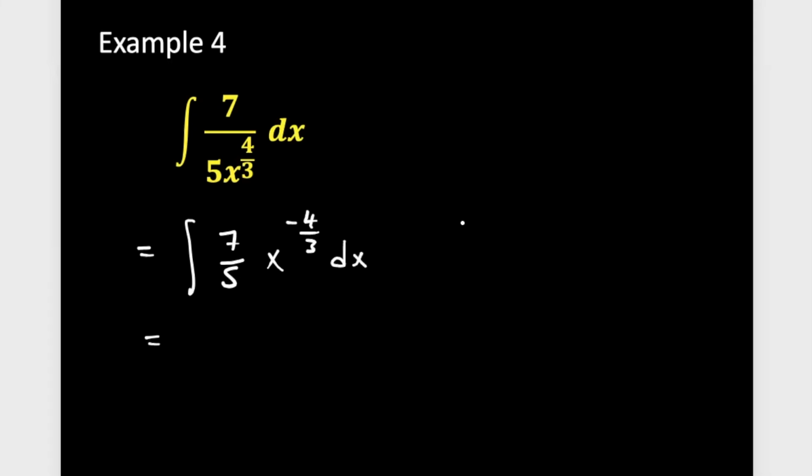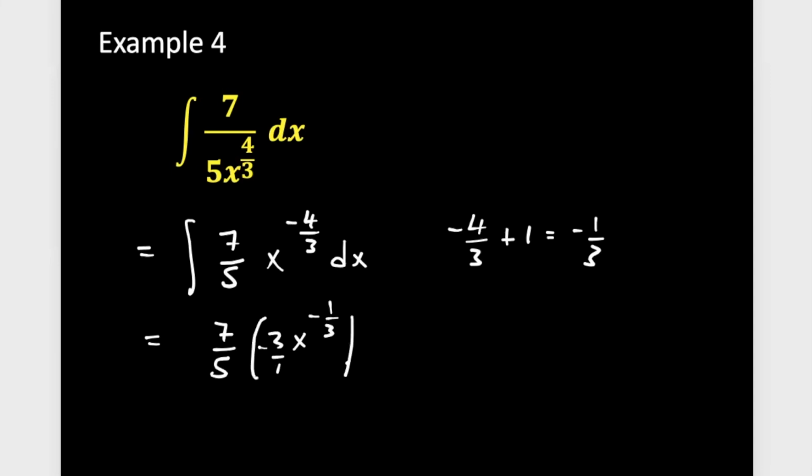What is negative 4/3 plus 1? Well, you just add the bottom to the top, and you get negative 1/3. And there you go. We have 7/5 x to the negative 1/3. Let's use the checkerboard pattern. So that'd be negative 3/1. Now I flipped it as well, and I included the negative. Don't worry about where the negative goes, because it's in front of the fraction. When you take the reciprocal of a negative number, it's still negative.